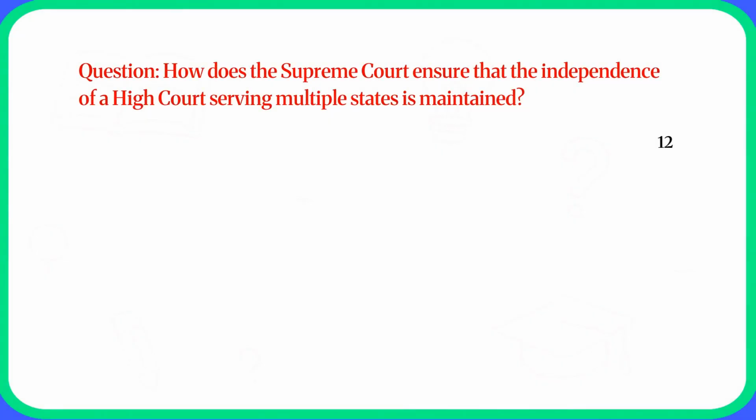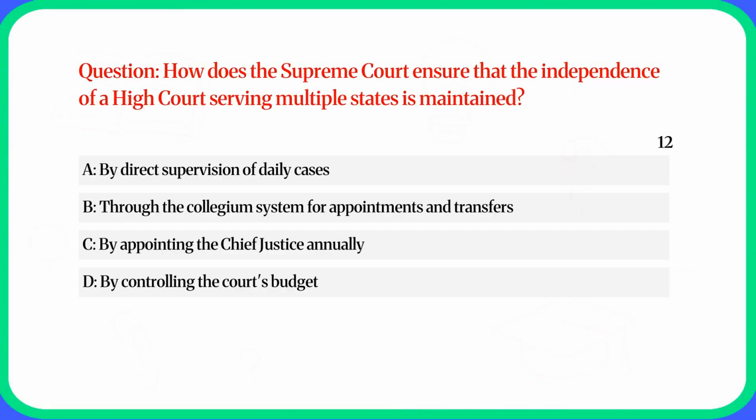Question: how does the Supreme Court ensure that the independence of a high court serving multiple states is maintained? Answer: B. Through the collegium system for appointments and transfers.